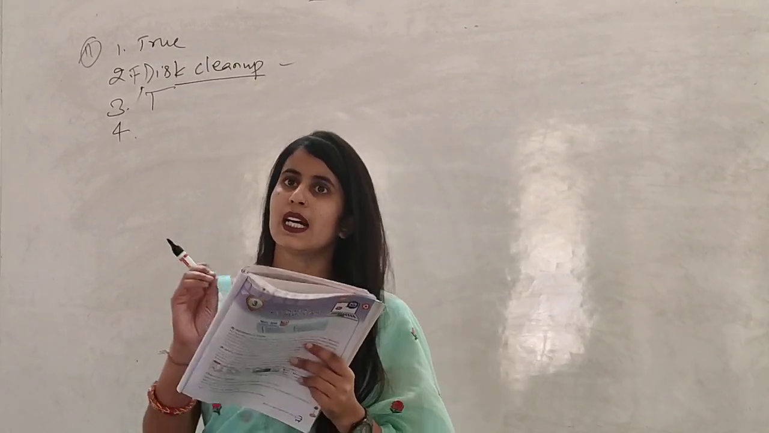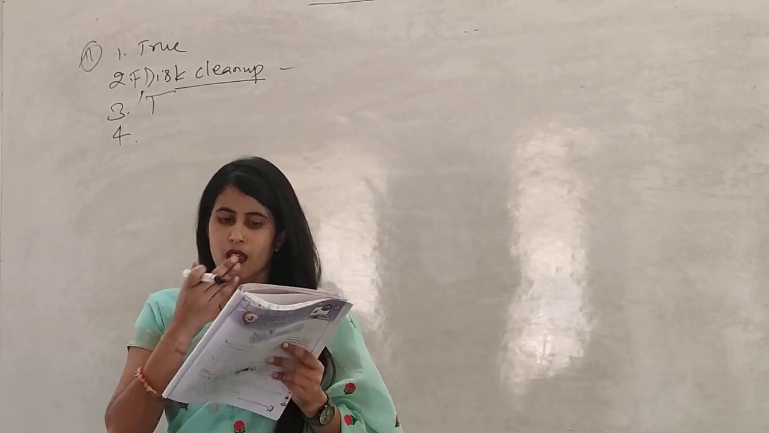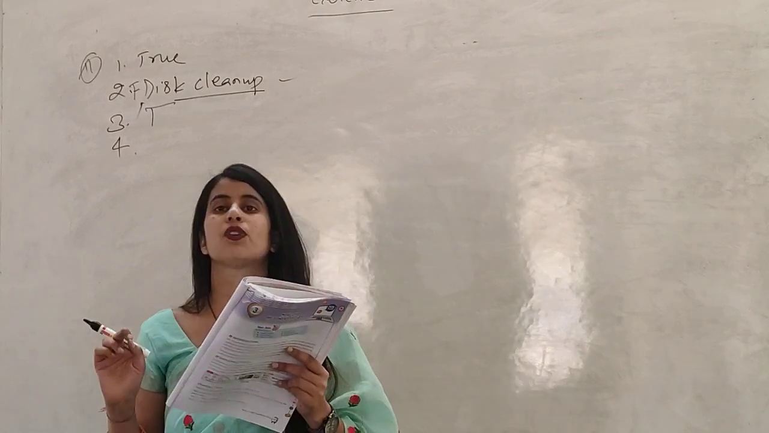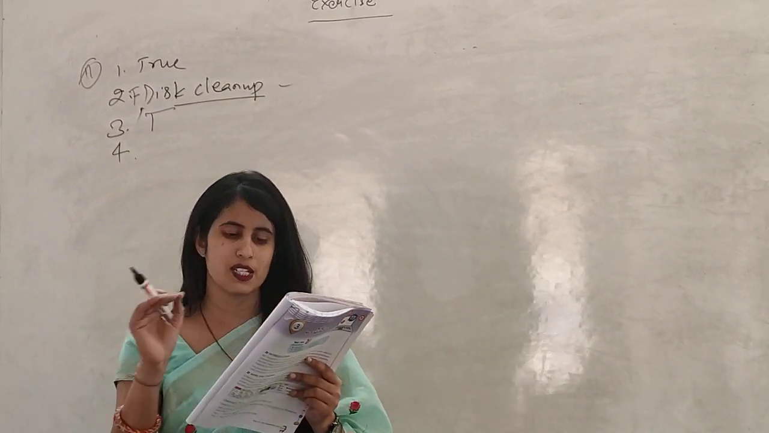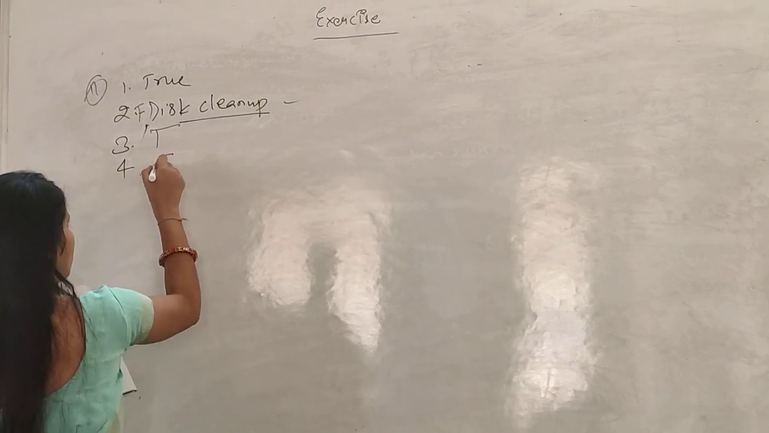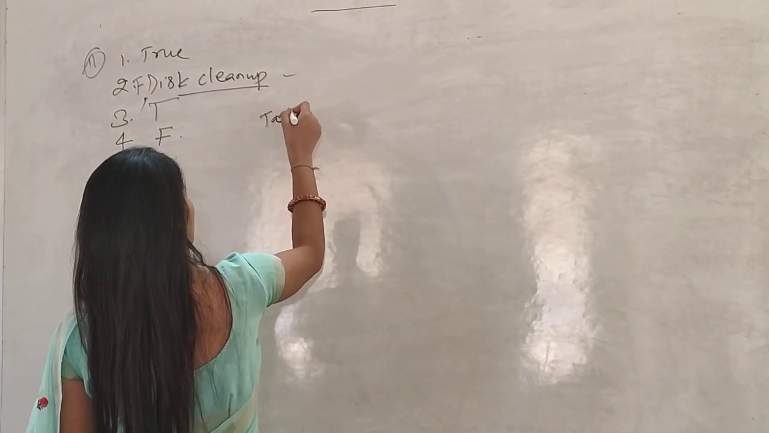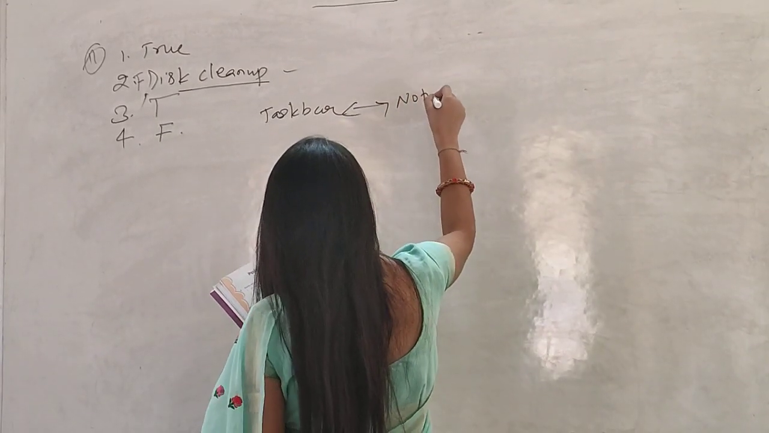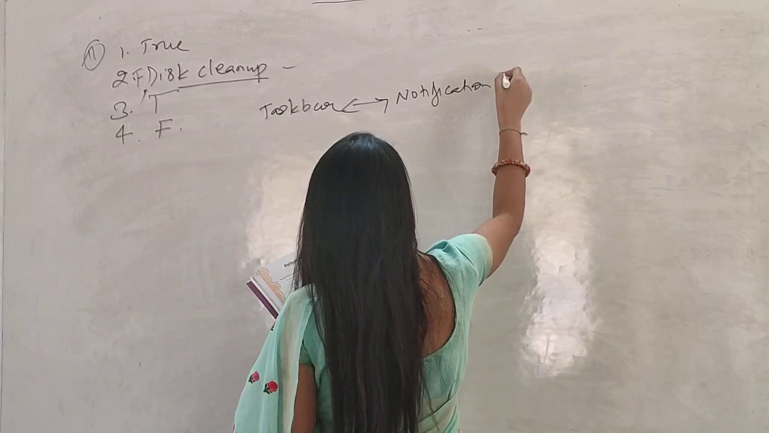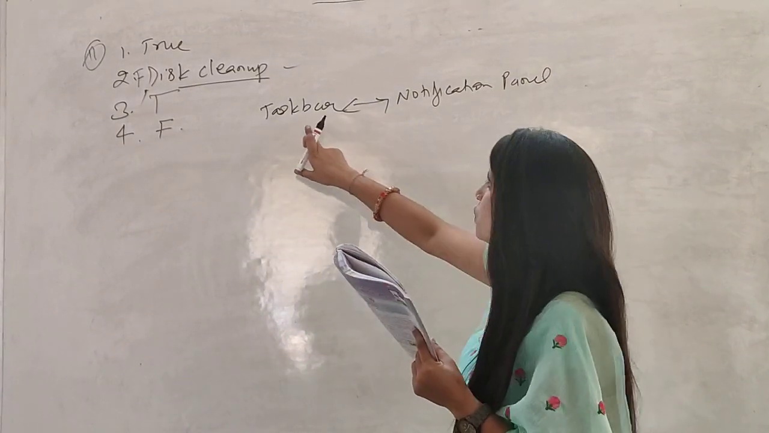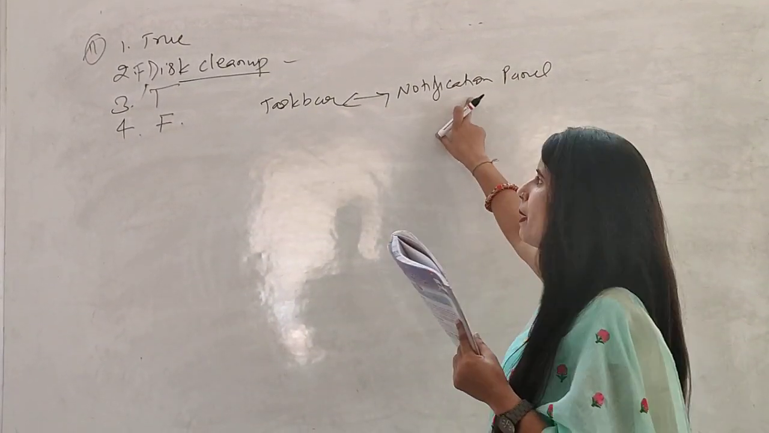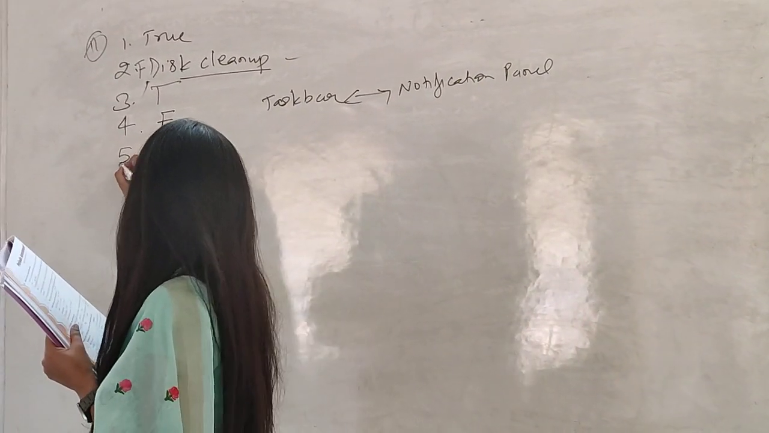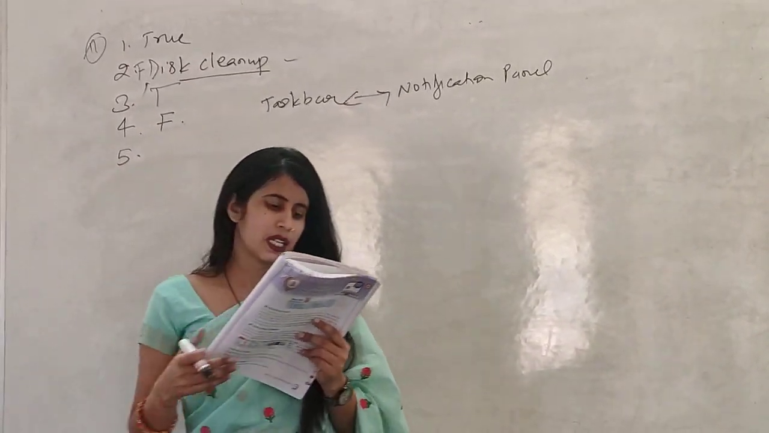Fourth one, the section at the right end of the notification panel is the taskbar. Okay, it is an incorrect statement. How? The section at the right end of the taskbar is the notification panel. We have to make some changes. At first it is a false statement. You have to replace taskbar with notification panel. You have to write taskbar in place of notification panel and notification panel in place of taskbar. In this way the statement can become correct.